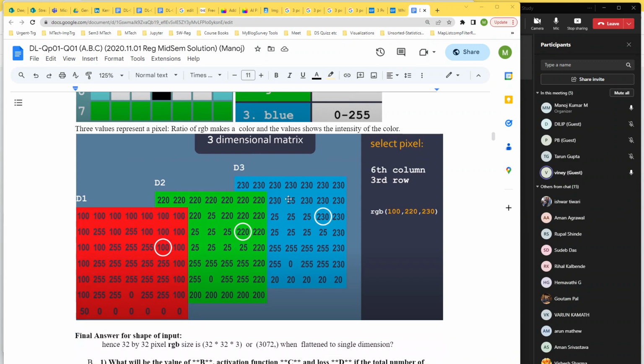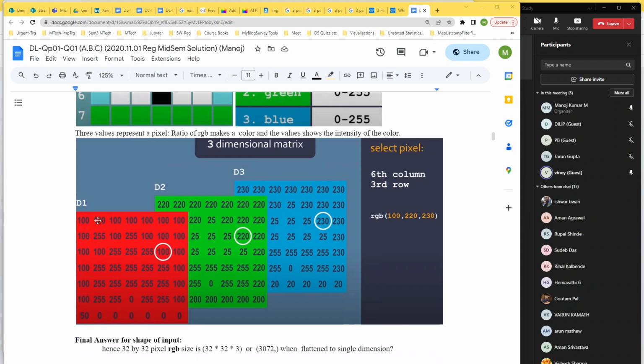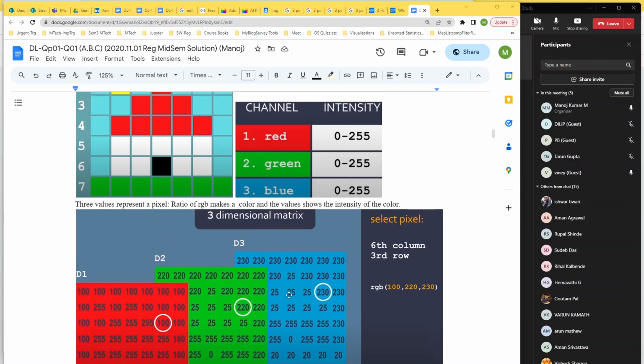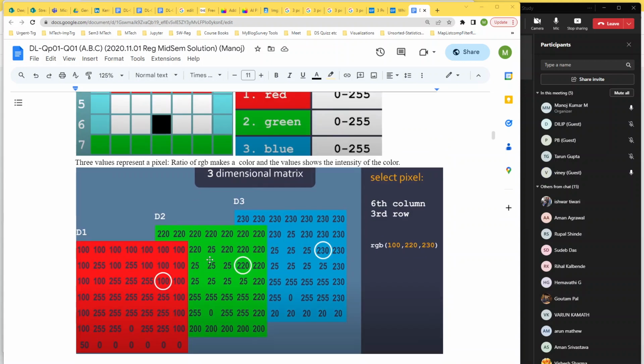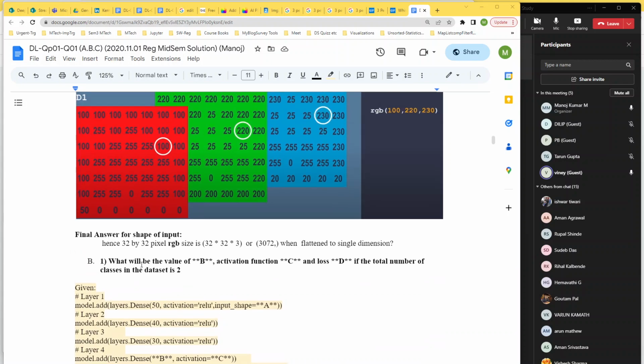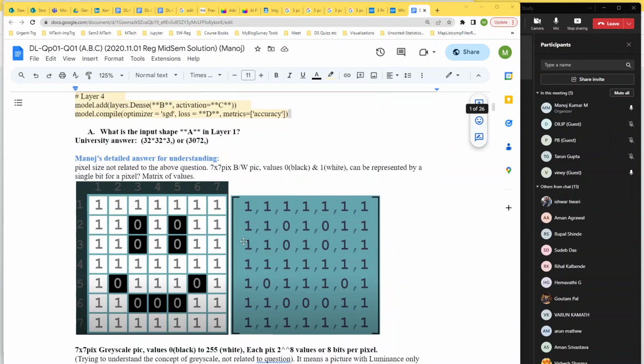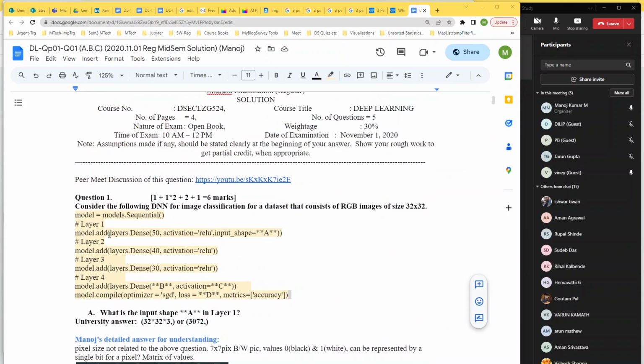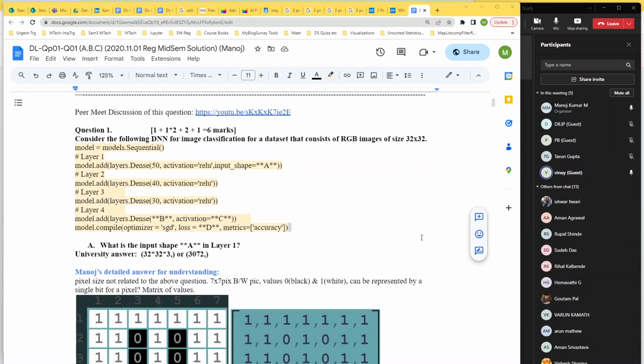So for one pixel, there will be three matrices. Then the matrix becomes 32 into 32 into 3, RGB, so a three-dimensional matrix. That's the input to the first layer. If you check here, the input to layer 1 will be 32 into 32 into 3, so there will actually be 3072 items in that vector.